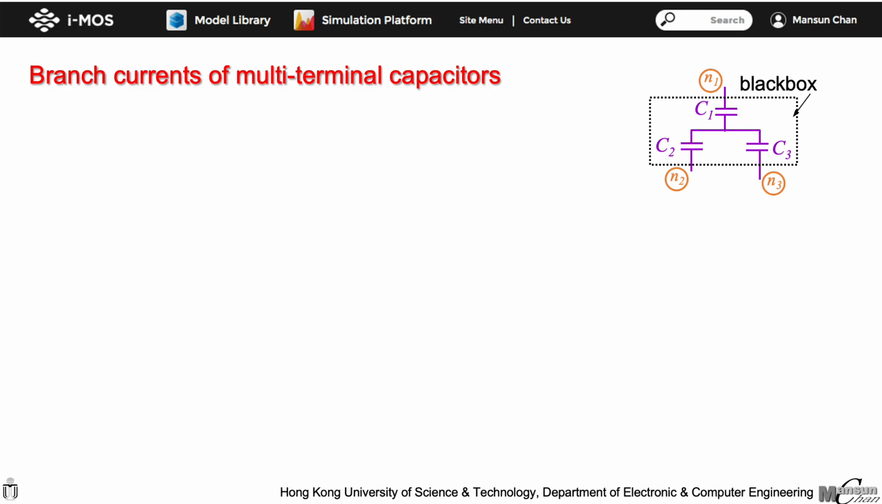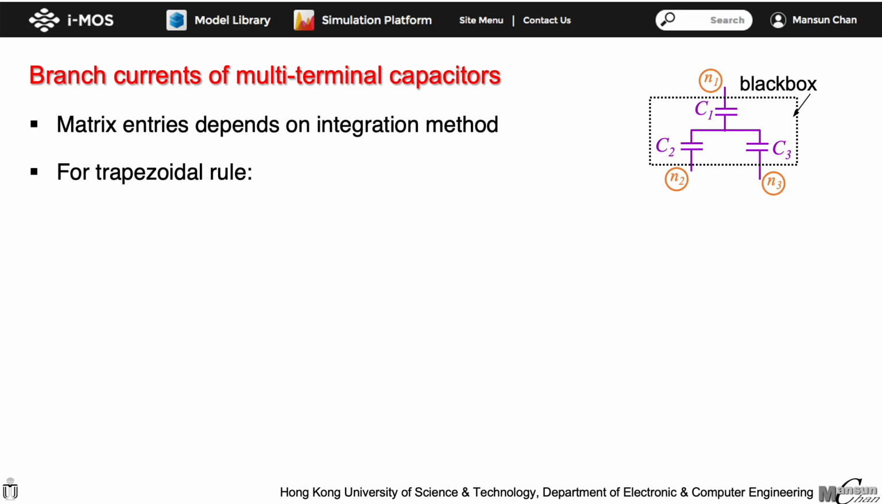Again, what we care about is how a multi-terminal charge storage device can be entered into the circuit matrix for simulation. Similar to the case of two-terminal nonlinear capacitance, the entries depend on the integration method. And we will again use the trapezoidal rule as an example. For charge conservation consideration, the terminal charges should be used as the state variables. When the values as functions of terminal voltages are given, the terminal currents will just be the time derivatives of the terminal charges.